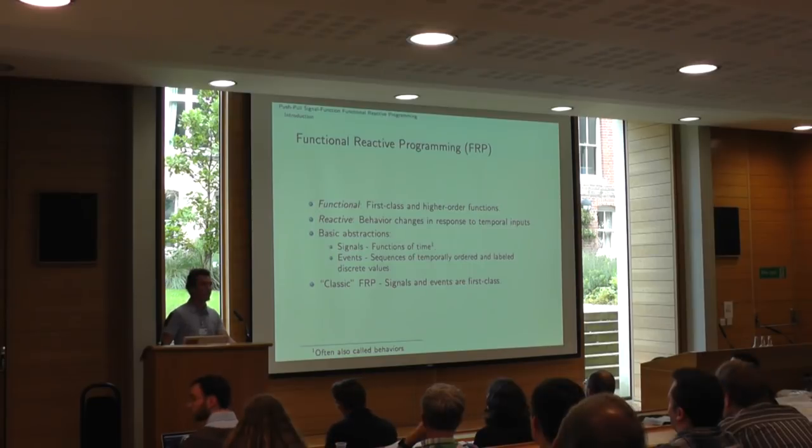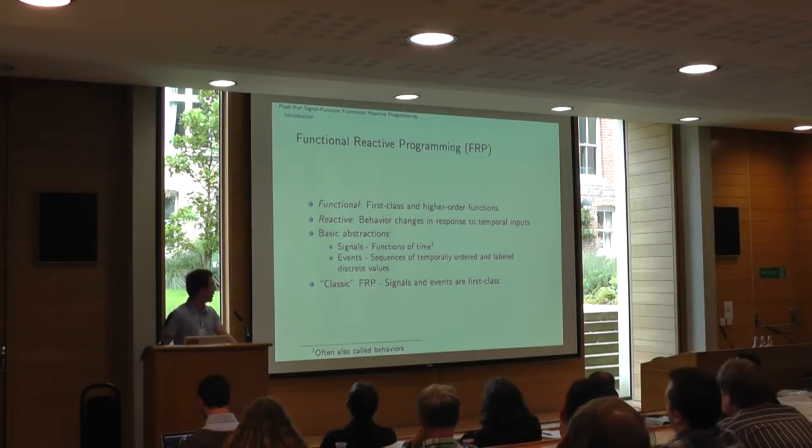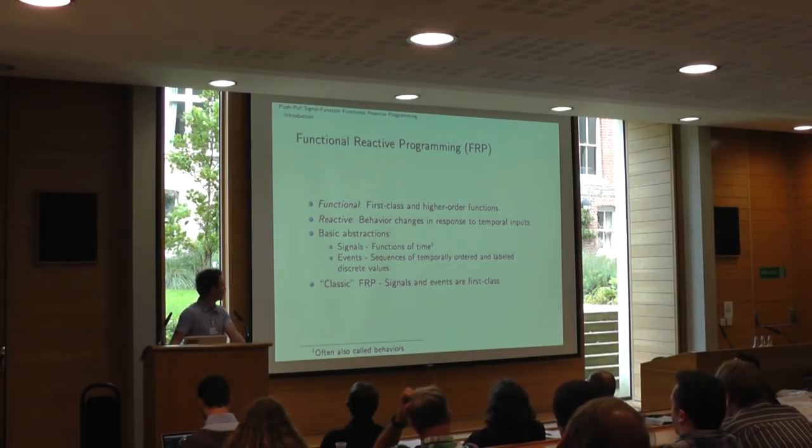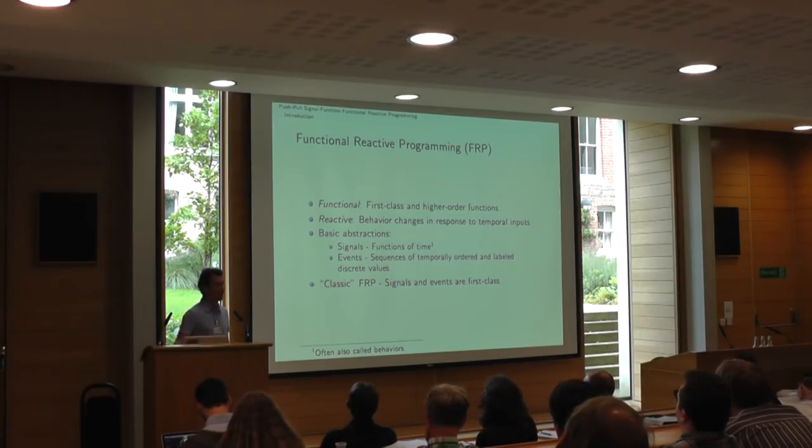So to do that, we make use of two basic abstractions. We have signals, which semantically are functions of time. We do not want to implement them that way, but they are that semantically. And then we have events, which are sort of sequences of temporally ordered occurrences, discrete values. Usually they're labeled with their occurrence time as well, although not necessarily always.